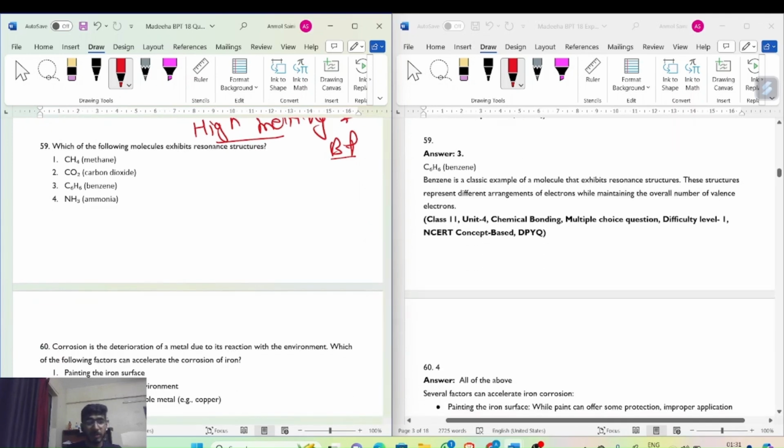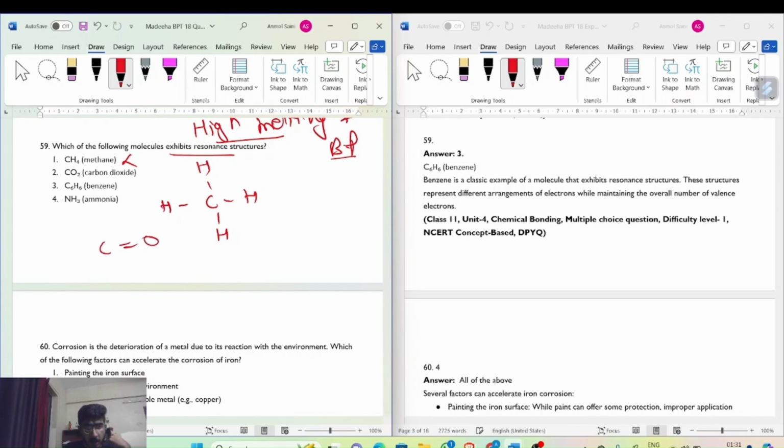Now question number 59. Which of the following molecules exhibits resonance structure? First, CH4. We can draw the structure of CH4, and here we can't find any resonance. So option 1 is incorrect. Now carbon dioxide. For carbon dioxide, one carbon is bonded to two oxygen atoms, so here there is no resonance as well. So option 2 is also incorrect.